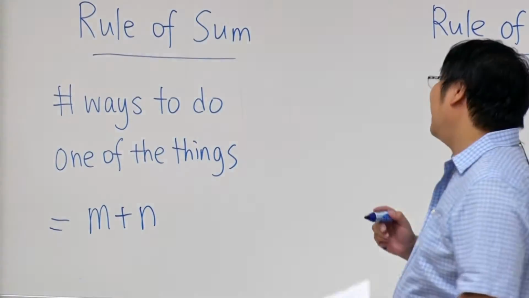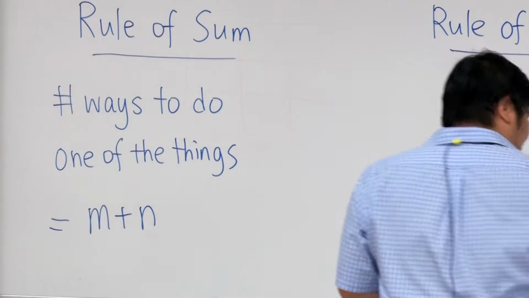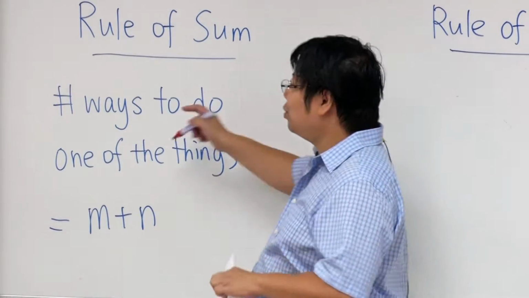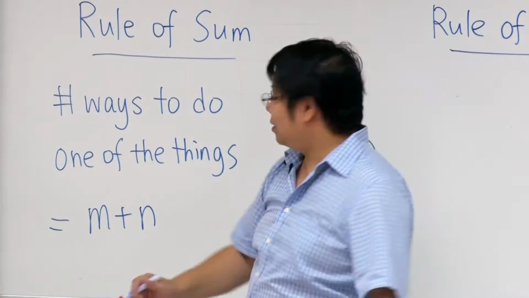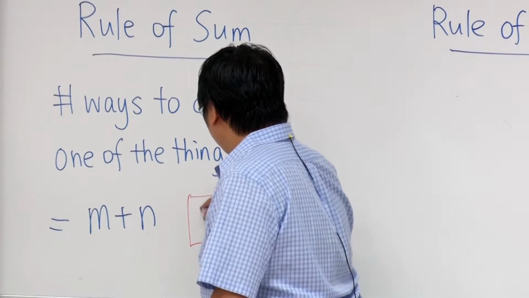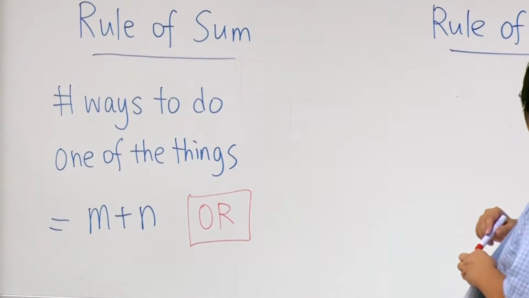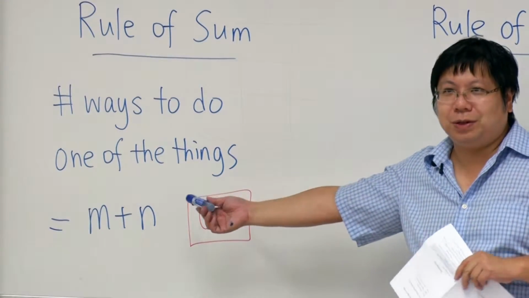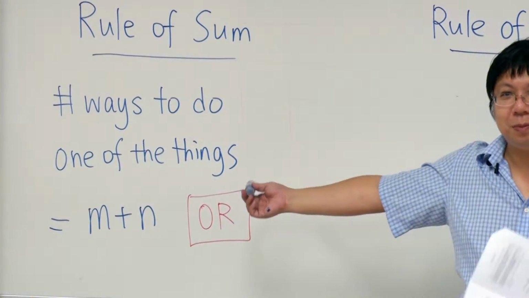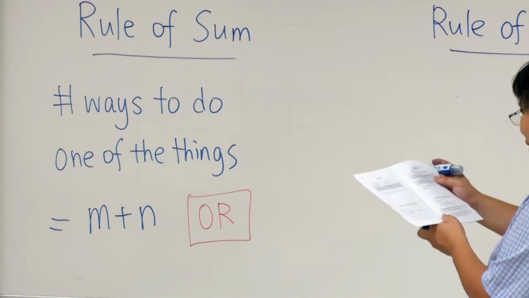Okay? So the key word here is that to do one of the things, this thing or that thing. So this is or. This is the or case. Okay, how about rule of product? There's just no way to prove it. It's just so natural that we believe it. Okay? And rule of product. So what is rule of product?